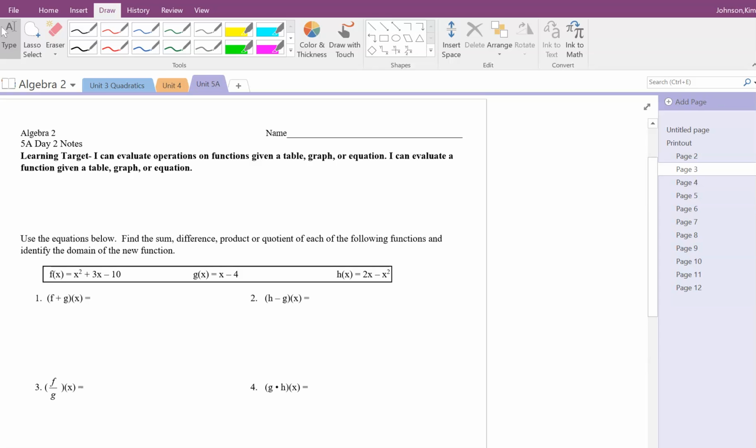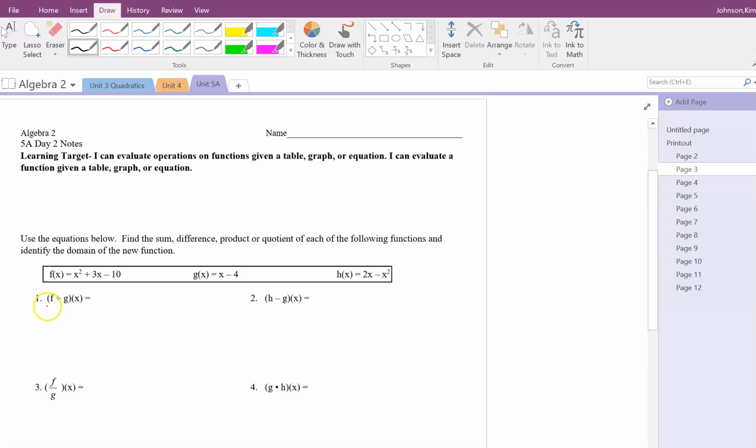Okay, so in part one of our notes, we talked about evaluating for specific numbers. Now we're going to make this a little more generalized, and we're going to evaluate given different variables. We're going to perform the same operations that we did before, but it's going to be a little bit more complicated, right? Because we're going to be working with expressions instead of numerical values.